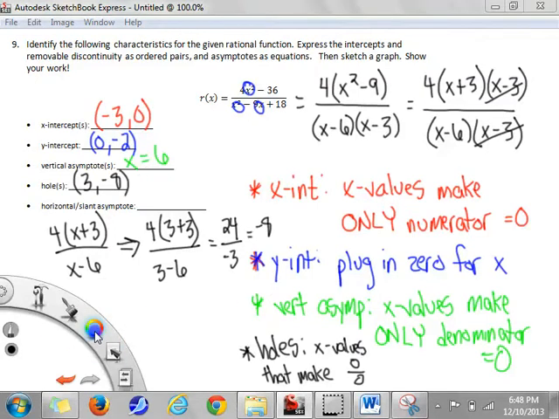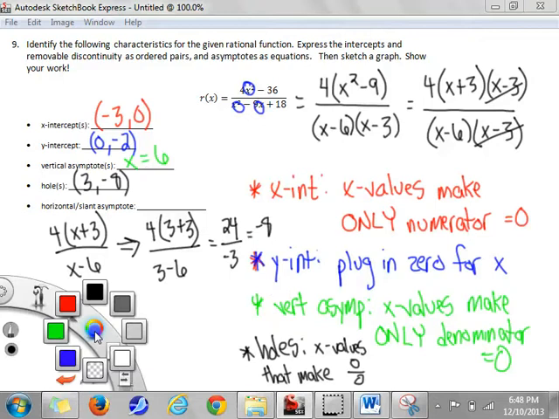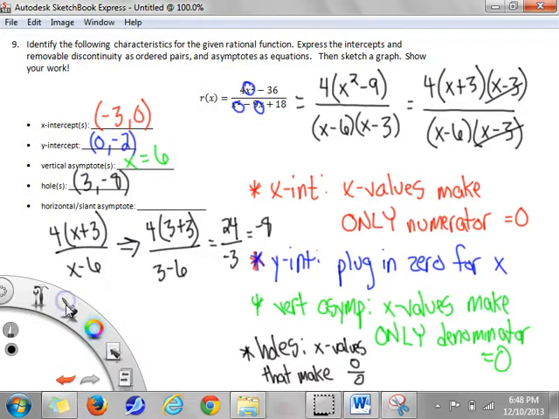I think I'm running out of colors. Could do checkerboard. I don't know how that would look. Let's just go back to red again.